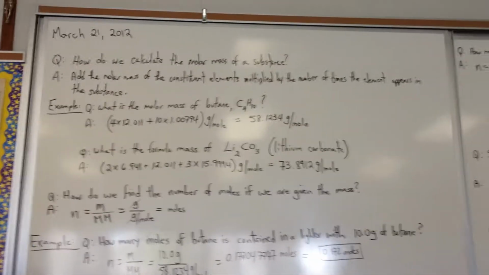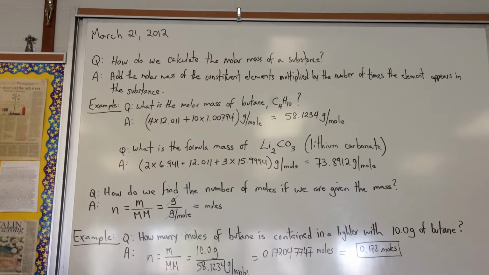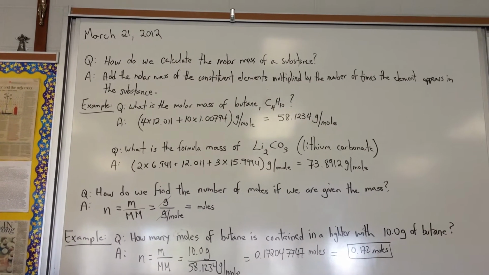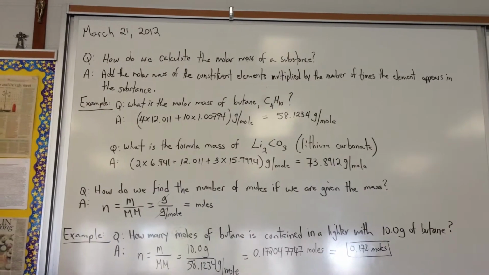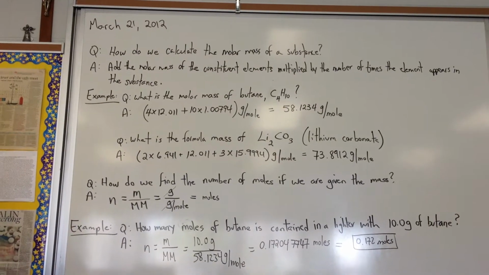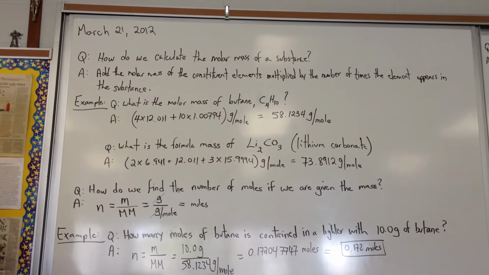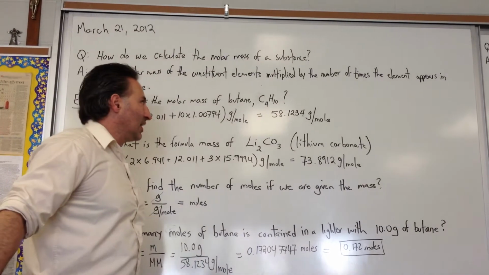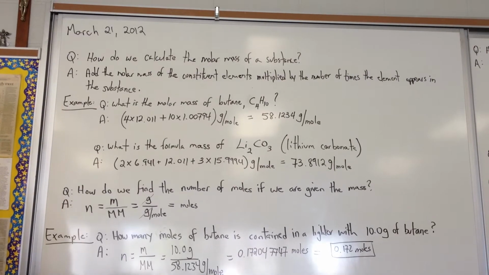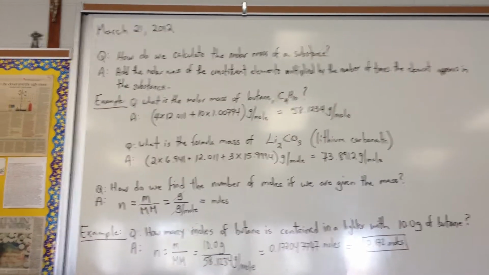Today we're doing some fundamentals of working with the mole. And the first step we need to do very often in a mole calculation is to find out the molar mass of a substance. So the question I ask here is, how do we calculate the molar mass of a substance? Answer: add the molar mass of the constituent elements multiplied by the number of times the element appears in the substance. So for example, what is the molar mass of butane, which is C4H10?